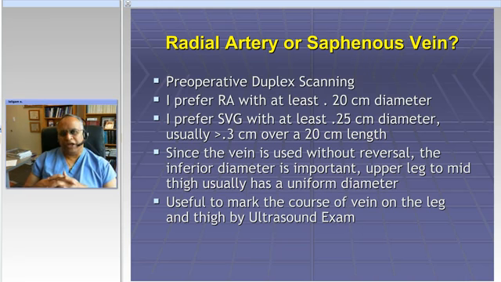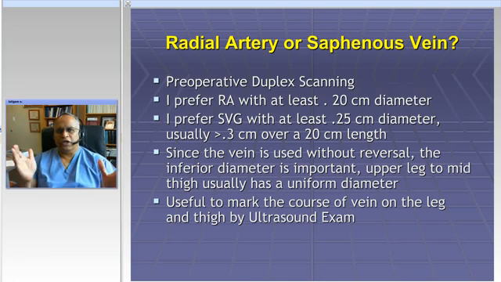So do you use a radial artery or saphenous vein? Now, if the radial artery is good caliber, I prefer to use that. Why? Because it has a better size match to the intracranial vessels. In terms of patency, there's no difference. We have not seen that.